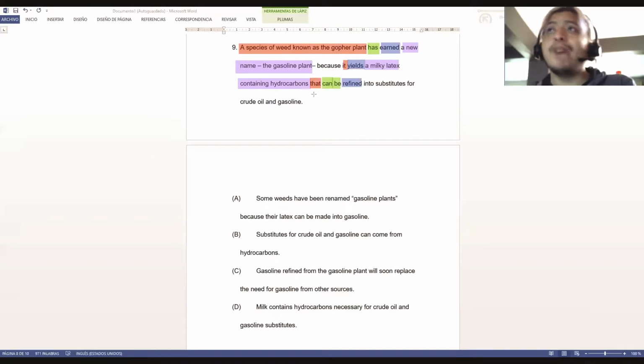So the milky latex cannot do anything. People can refine the milky latex. It receives the action of being refined. The plant or the latex, the thing that is yielded, doesn't refine anything. It can be refined, it can be transformed or processed into substitutes for crude oil and gasoline. Okay, so this is the sentence.